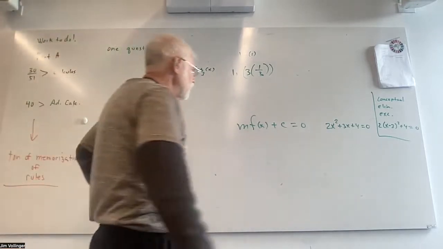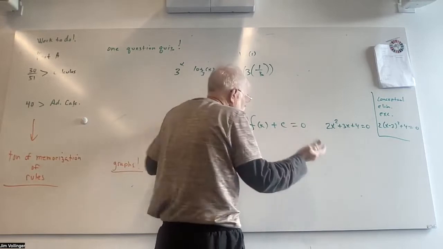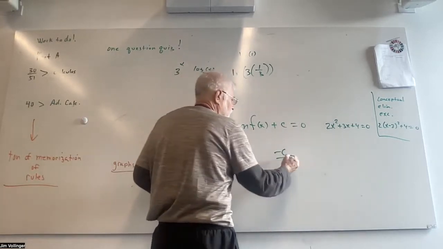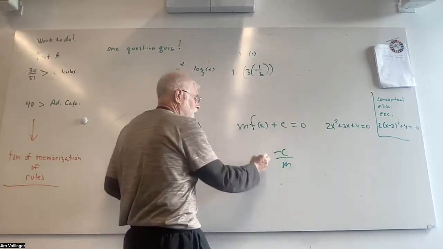All right. So what do we have? How do we solve this? Well, you got to get rid of the addition of C. You got to get rid of the multiplication with division, and you got to do the inverse.